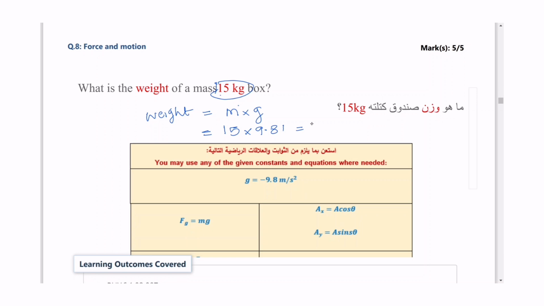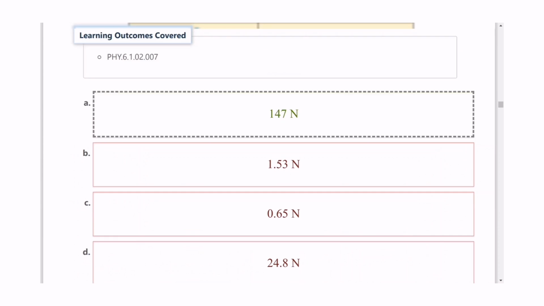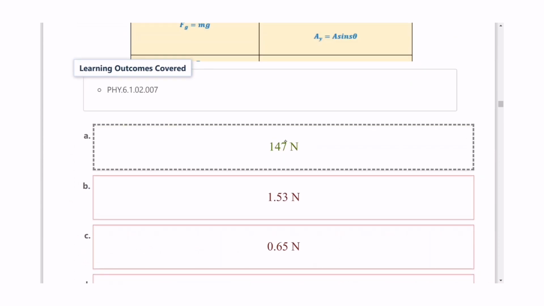147.15. What is the unit of weight? Weight is a force of gravity, right? So its unit will always be Newton. So 147 is the correct answer.